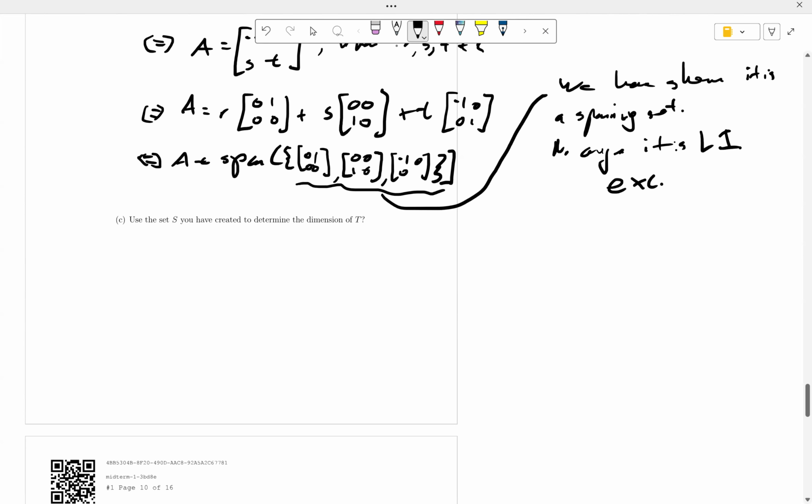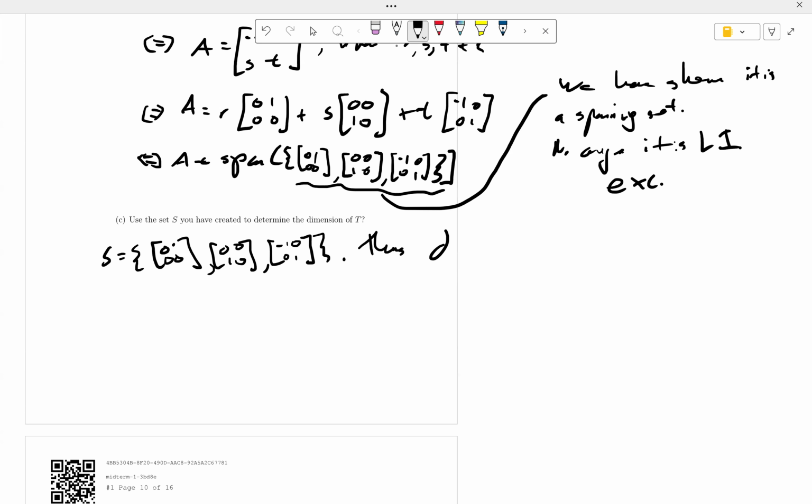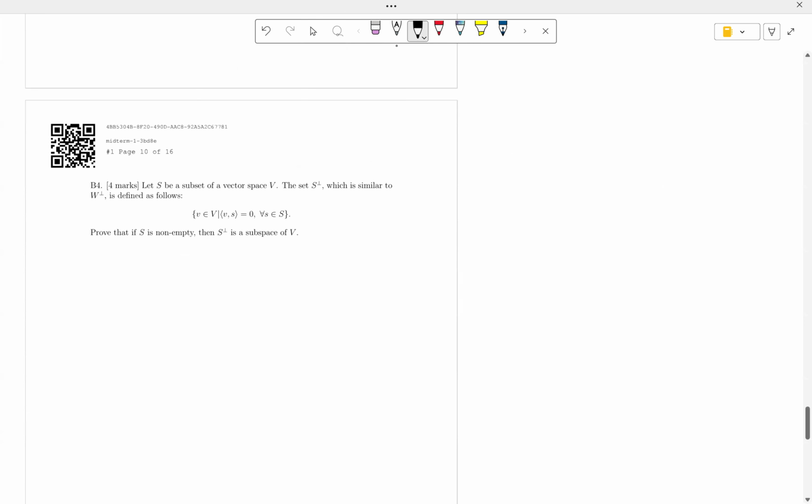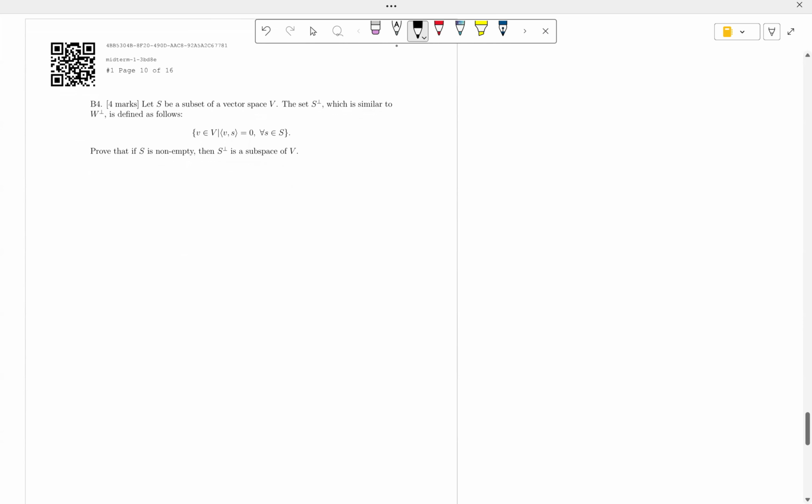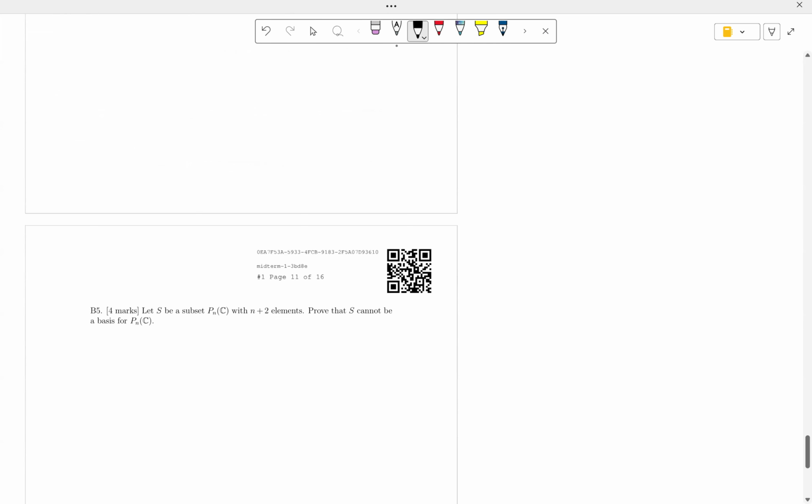Now, use the set S that we created to determine the dimension. Here, S equals the set (0, 1, 0, 0), (0, 0, 1, 0), (-1, 0, 0, 1). Thus, the dimension of T equals 3, because there are 3 vectors. This has to do with inner products, which we did not cover yet. Okay.